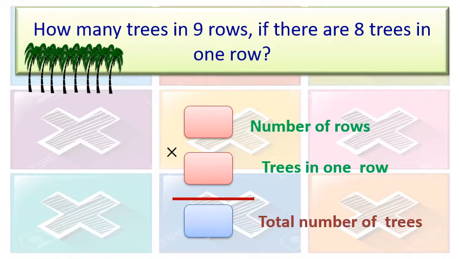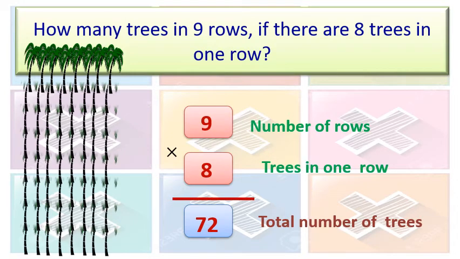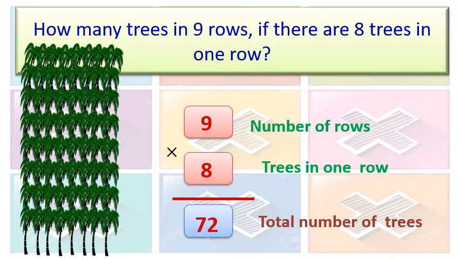Okay, then we will get total number of trees. See, number of rows, how many? 9. Correct? It is given. And trees in one row, 8. 8 trees are there in one row. So, 9 times table we will use here. 9 eights are 72. Means there are 72 trees in 9 rows. If you want to count, then count this.